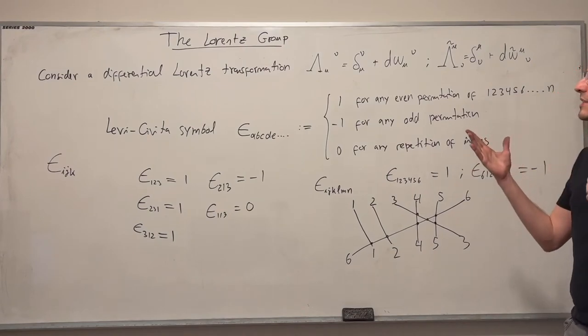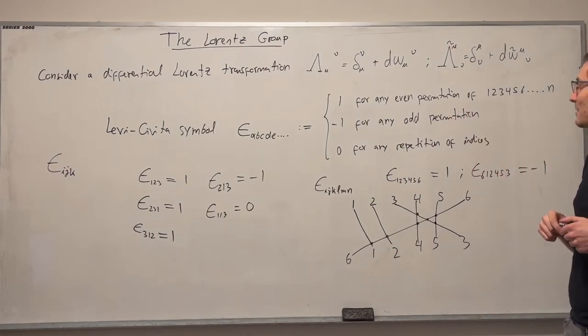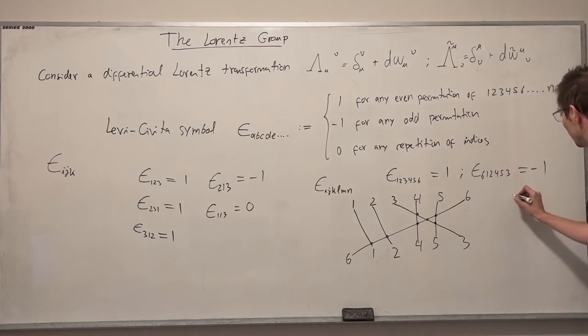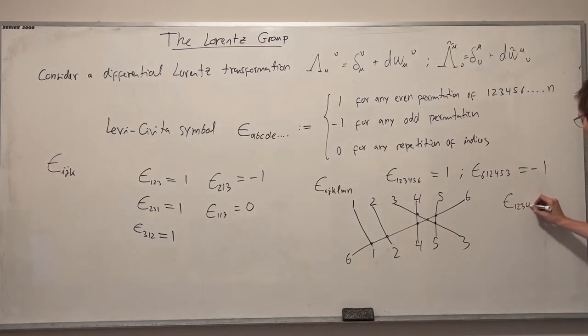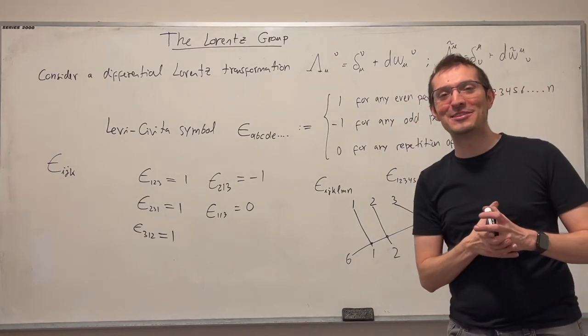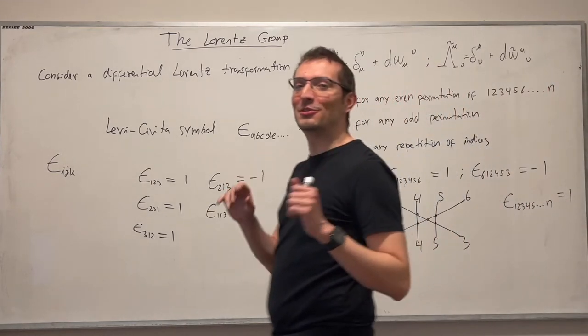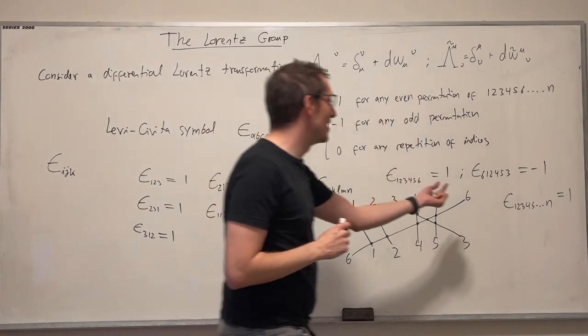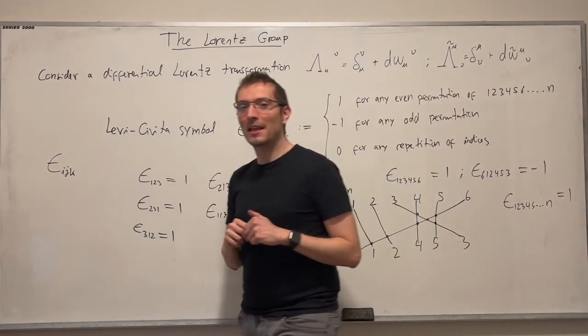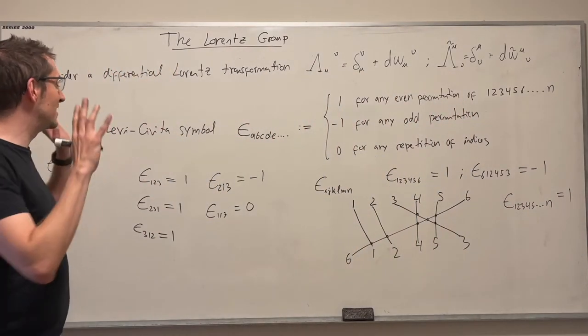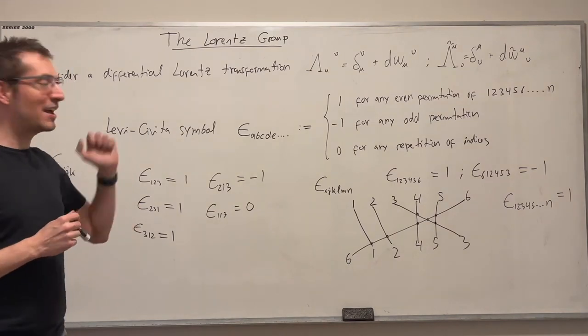So I could actually have defined the Levi-Civita symbol as simply 1 for 1, 2, 3, 4, 5 to n, and fully antisymmetric. That's the adult definition of the symbol, telling you that it's 1 for this entry, and it's fully antisymmetric. And that will tell you already everything you need to know. It's antisymmetric in all its indices. All right, so now that you have this primer on what the symbol is, we can continue with the derivation.